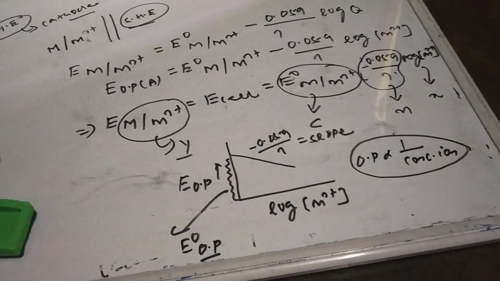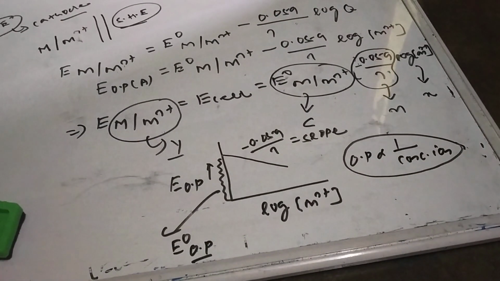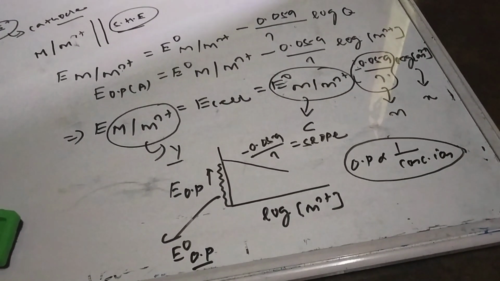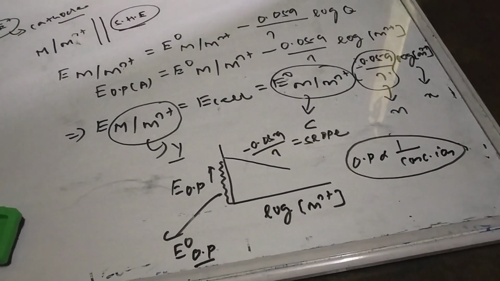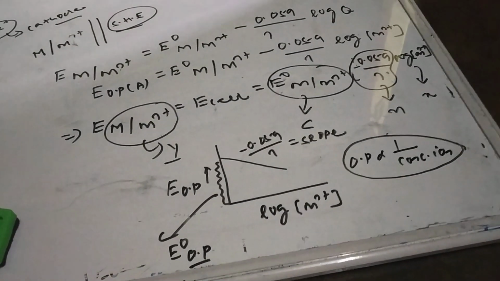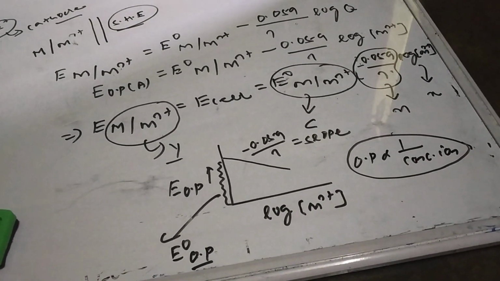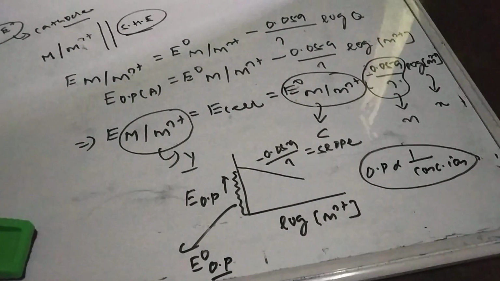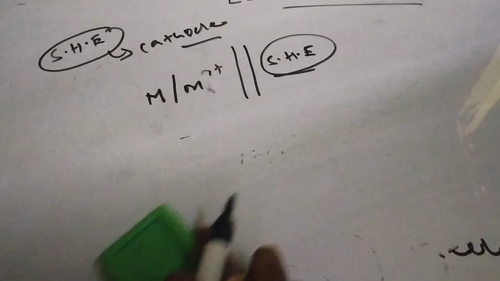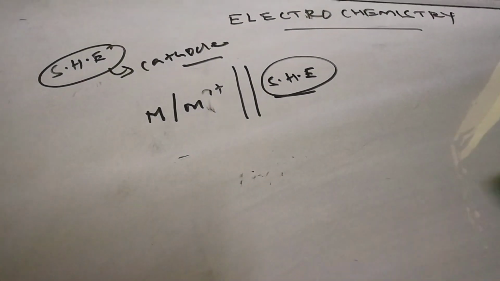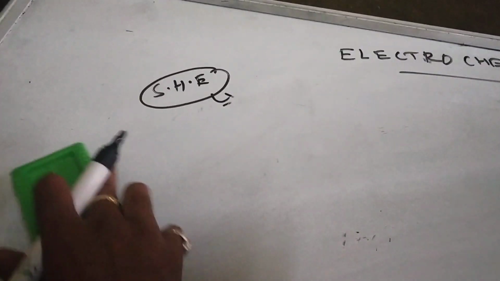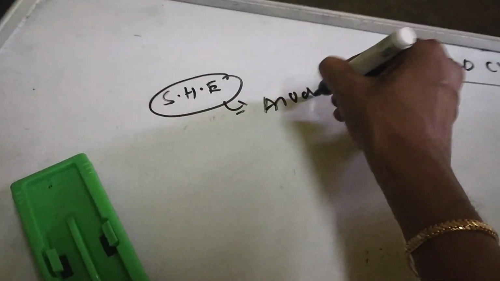So this is how we get the relation between the oxidation potential and the concentration of ion, by plotting a curve using SHE as cathode. In the same way, let's say I want to find the relation between the concentration of ion and the reduction potential. Then I will use SHE as an anode.